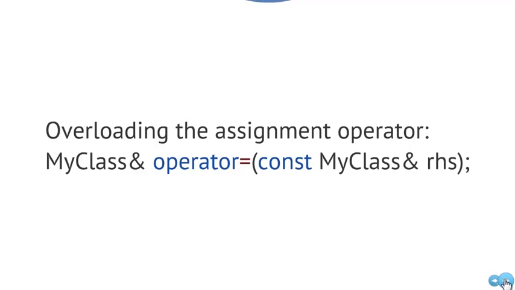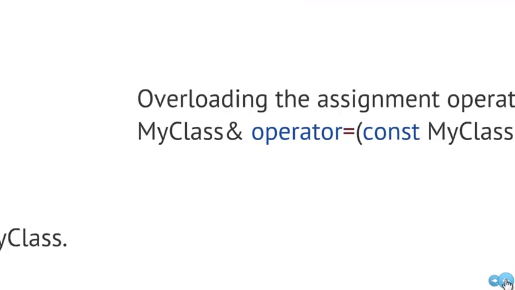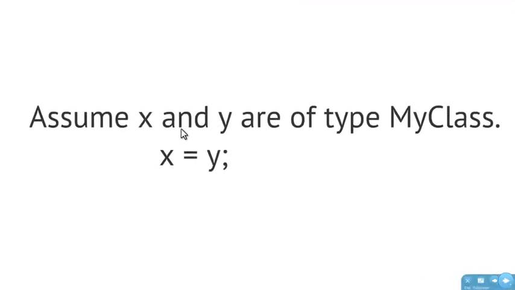So maybe this will make a little bit more sense if we look at an example. So here, assume that we have two myClass objects x and y. So we have x and y here, y on the right hand side and x on the left hand side.